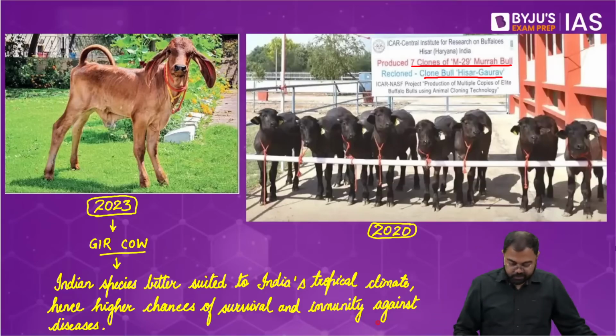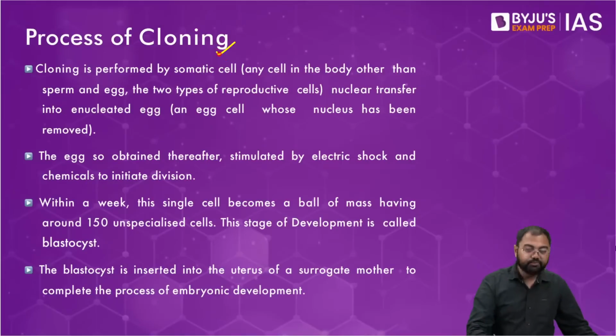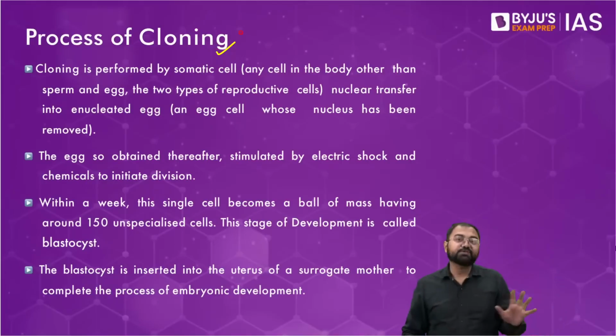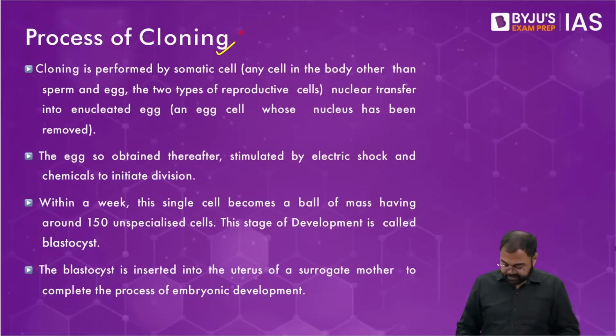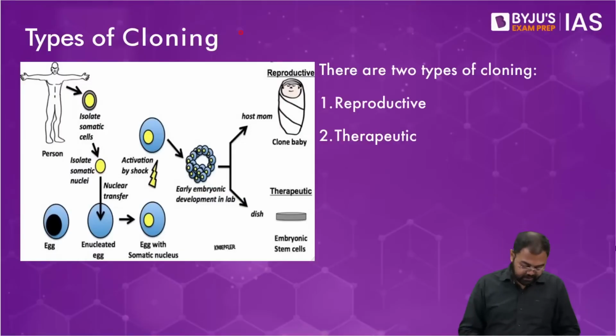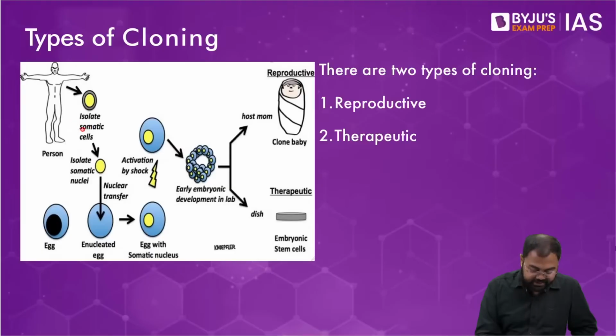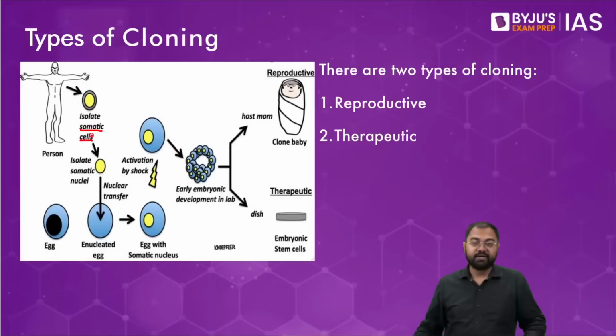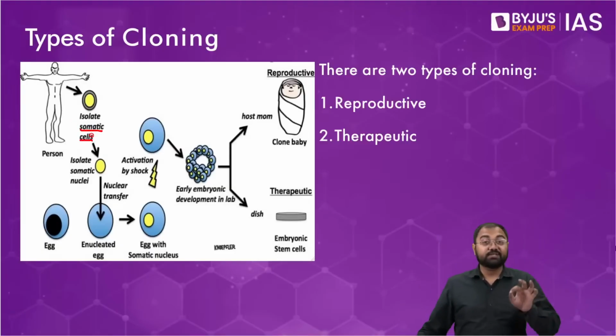Now, how exactly do we do cloning? What is this process of cloning that we do? So let's try to understand with the help of this diagram. First and foremost, when it comes to cloning, we'll first have to isolate certain cells which are called somatic cells. All right. First, we have to isolate the somatic cells.